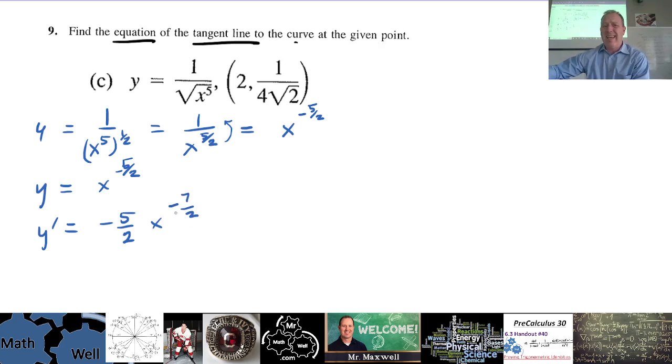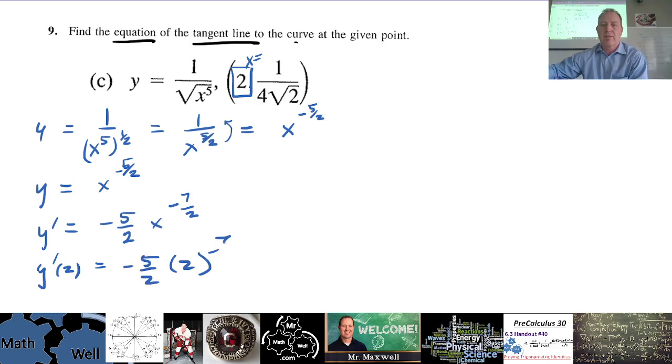Now, that negative 7 over 2 as an exponent might be a little freaky too, but what's nice about this is that we're just plugging x equals 2 into our derivative expression so that we can find the actual slope here. So this is the expression for the slope at any point x on this curve, and the actual slope of the tangent line is going to come when x equals 2. So y prime of 2, I guess you could say, is negative 5 over 2 times 2 to the negative 7 over 2.